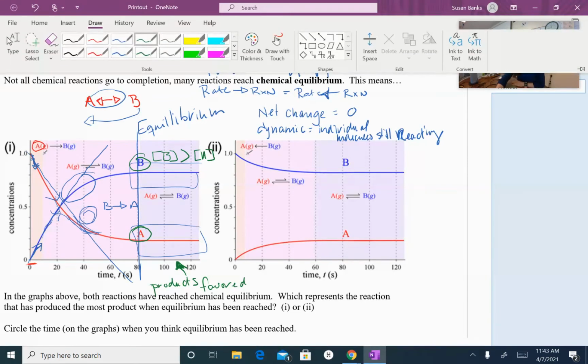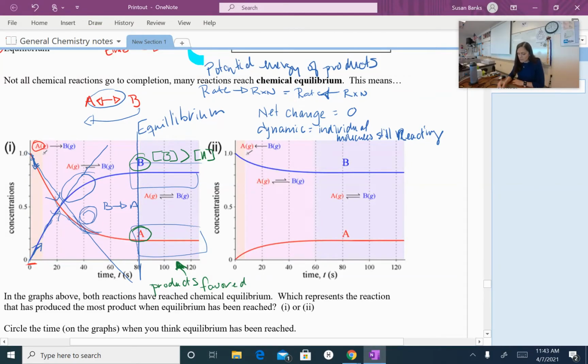Notice we have the same sort of thing. As A gets used up, that curve goes lower and lower and lower. Okay? And as that curve goes lower and lower, B, we start off with none, it gets bigger and bigger and bigger. But notice it doesn't have nearly the same steep curve as the other one.